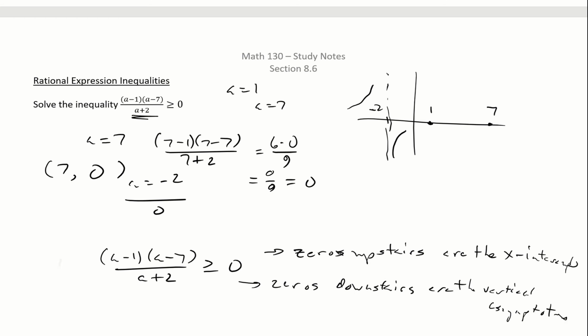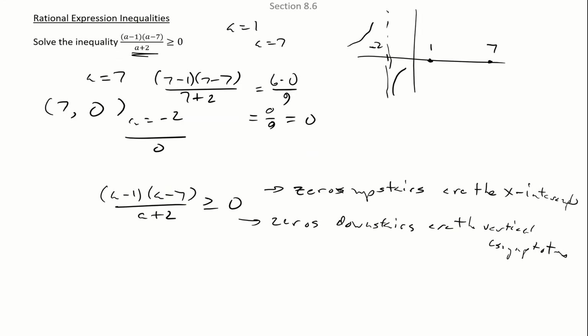Okay, that means for you guys when we're doing the homework, just find where it's 0 in all the factors. So upstairs a minus 1, if that's 0, we get a is 1. A minus 7 is 0, okay, a is 7.